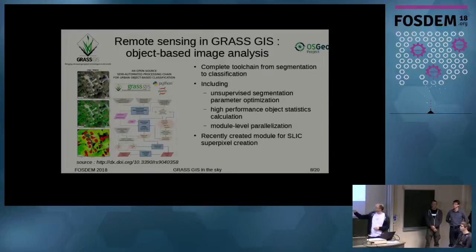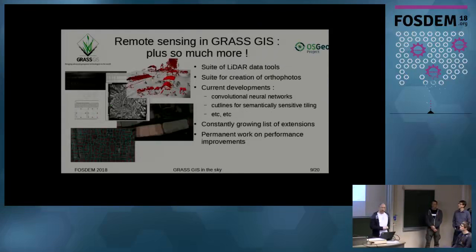Very recently as well, there was the creation of a module to create super pixels, which has been kind of a fashion in the last years, which then allows you to reduce the complexity of an image by grouping pixels in a certain way. And we're not stopping. So many more elements are being constantly developed.